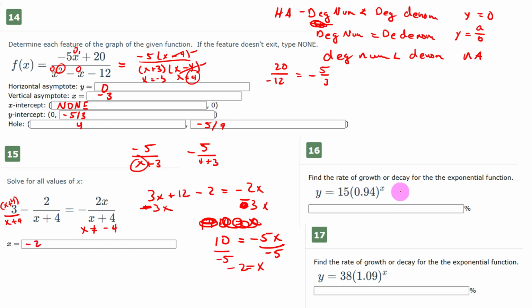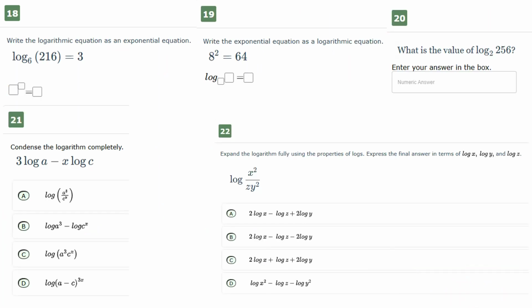Okay, rate of growth. 0.94 minus 1 is going to be 0.06. So that's decay by 6%. Here, 1.09 minus 1 is 0.09. So that's growth by 9%. Pretty simple. Hard for me to mess that up.